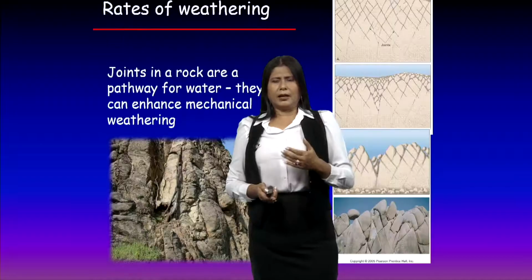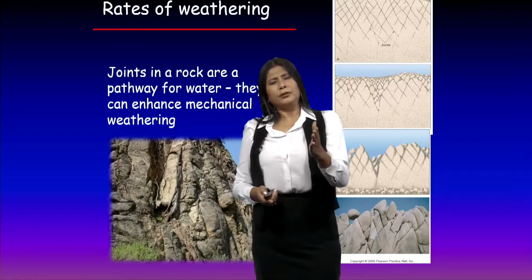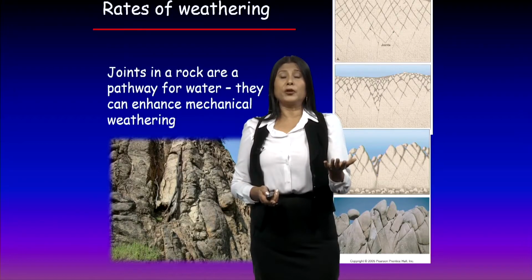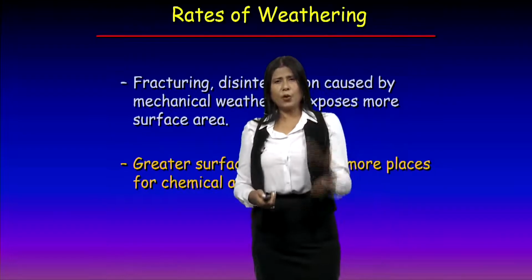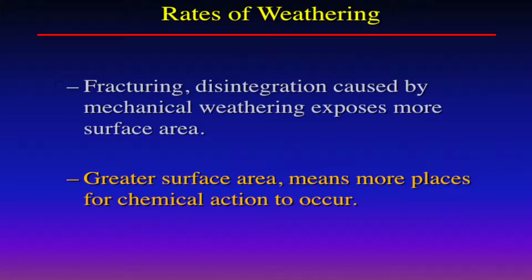So wherever the joints are more, the rate of weathering will be more, because it is very straightforward, water is going into it. So the more water it is going, and also what kind of fracture. If the fracture is vertical, more water will go. Greater the surface area, more place for the chemical weathering to take place.